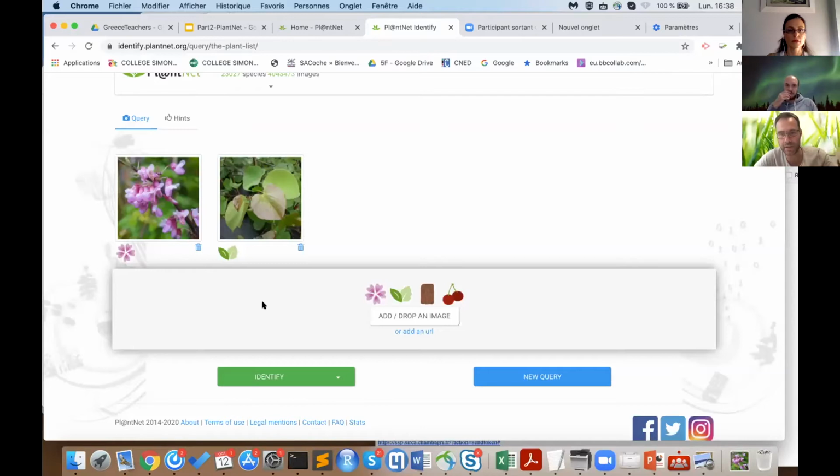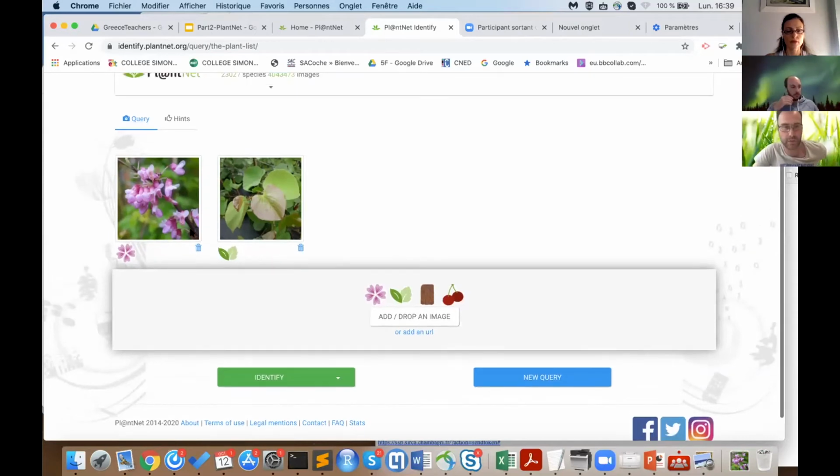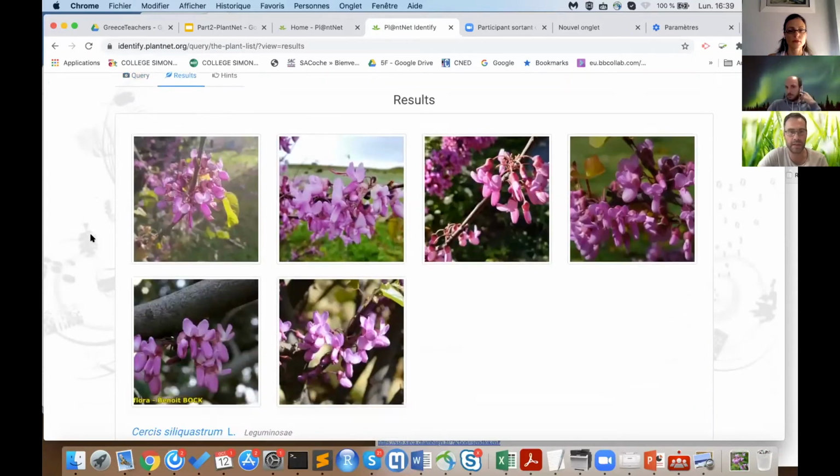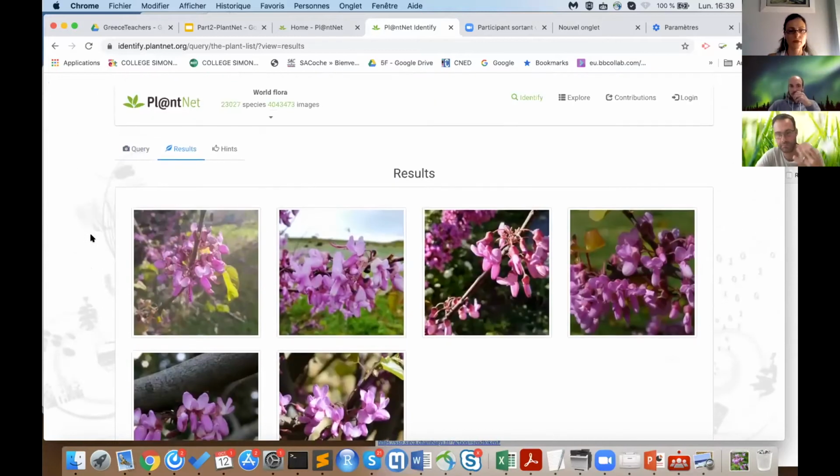The more images you provide, the better will be the identification performance. Sometimes plants can have very similar flowers or very similar leaves, and so the more pictures you provide, the better chance you have to identify your plants correctly. When I have uploaded my picture, I can press the identify button, and it will return me some results. Often you can have several results, because sometimes the algorithm cannot decide between two possible species.